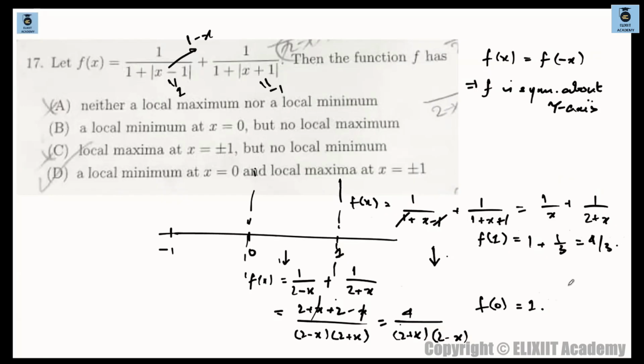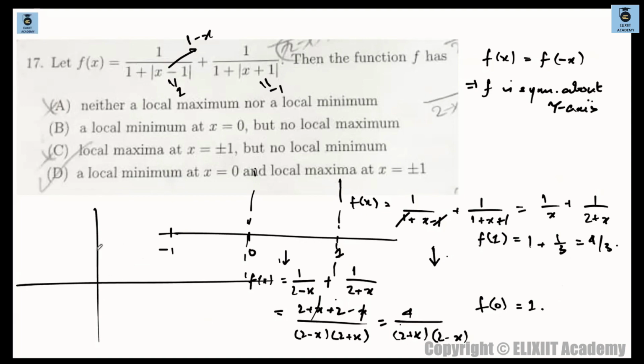So kind of the function is increasing from here. See, f(0) was 1, and then once you increase the value, the output is also increasing. So f(1) gives us 4 by 3, which is more than 1. So the graph is increasing from here. The graph increases and then decreases. Got my point? The graph increases and then decreases.